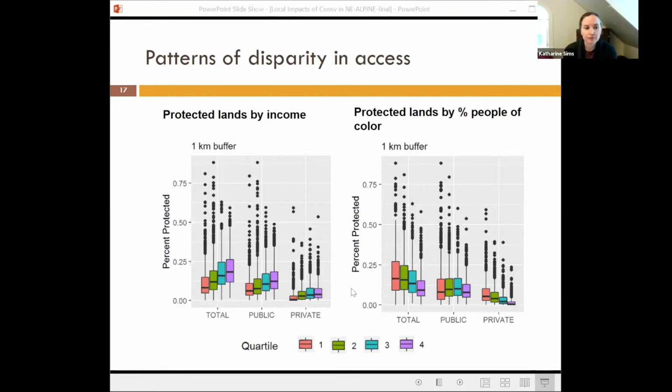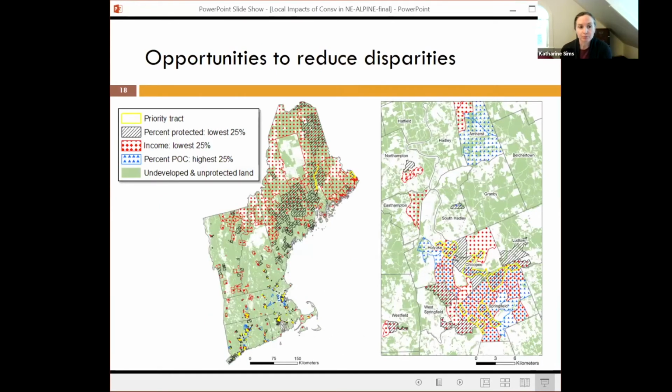So if disparities exist, how might they be reduced? We've used this data to also identify tracts that would potentially be high priority from an environmental justice perspective for land conservation. So we define those as tracts that are in the lowest quartile in terms of land protected now, so the least current availability, the lowest quartile for income, and the highest quartile for people of color. And these tracts are highlighted in the map of the region with the yellow outlines.